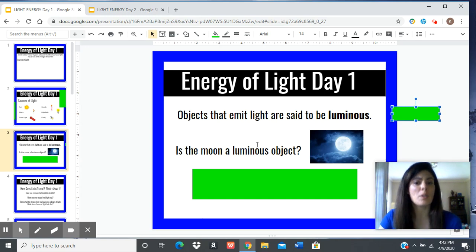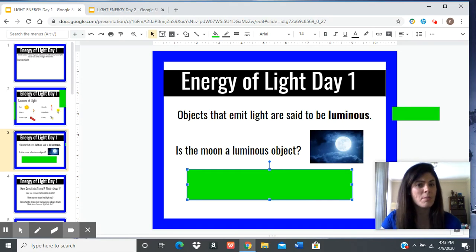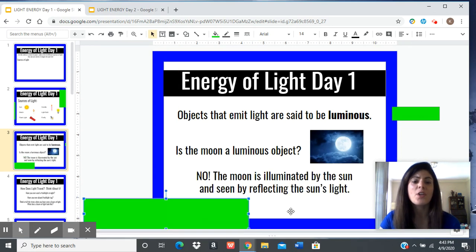Is the moon a luminous object? I know several classes have studied the moon. What do you think? So, is the moon a luminous object? If you said no, you were correct. The moon is illuminated by the sun and seen by reflecting the sun's light.